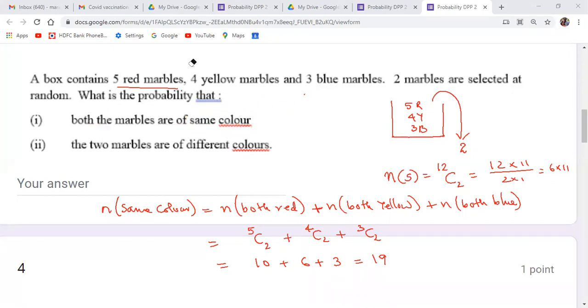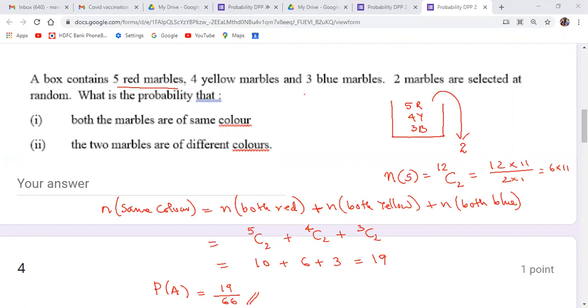So what is the final answer for this? Probability is 19 by 66. 19 by 66. No doubt in this? All of you have written this clearly.